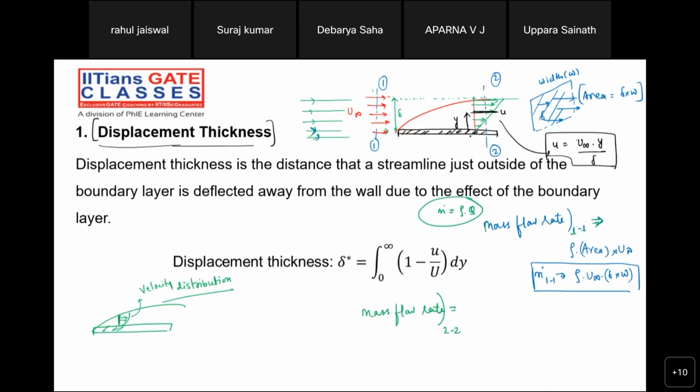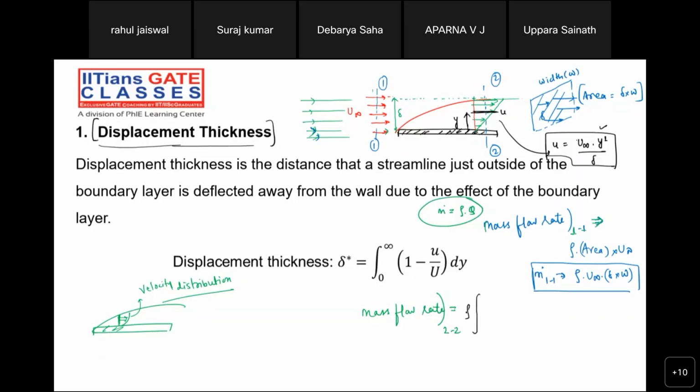You can verify: at y equal to 0, u is 0. Put y equal to delta, u must be u infinity. Is it satisfying? And why are we calling it linear? Because u is directly proportional to y to the power 1. It's a linear velocity profile. Now, what is the mass flow rate? Integrate it.